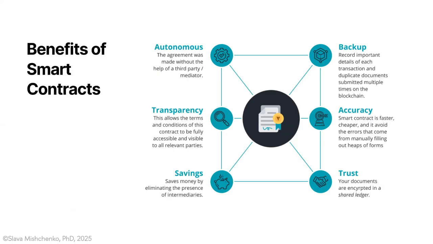And finally, let's talk about savings. So in my consulting work, I've seen companies reduce costs significantly by eliminating intermediaries, for example, and this benefit alone has made many organizations switch to smart contracts. And for example, these benefits combine to create what I believe is the future of contract management and execution.